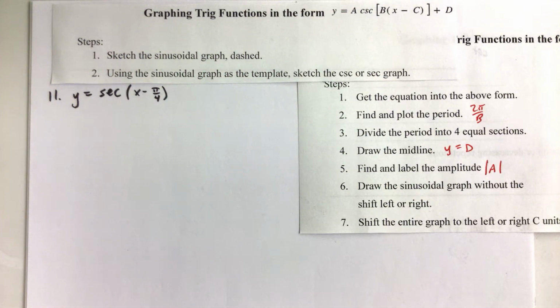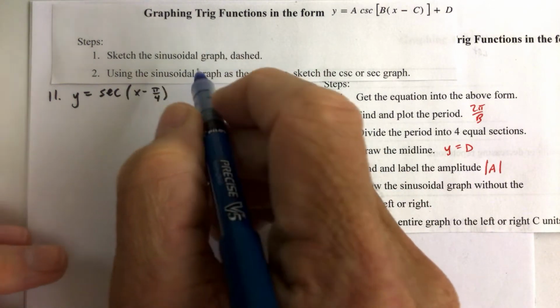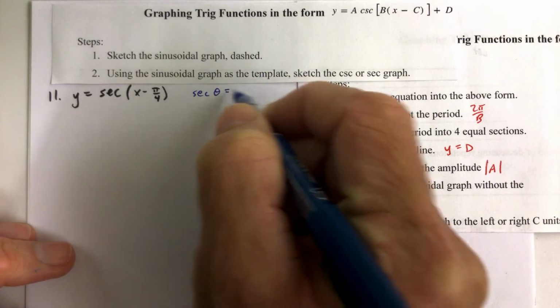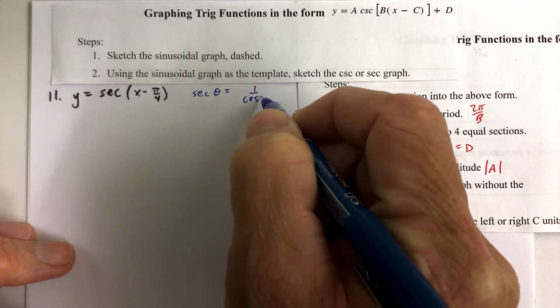So the last set of trig functions that we want to look at are the secant and cosecant functions, and how do we graph those? Well, first thing we want to make sure we understand is that secant and cosecant are the reciprocals of the cosine and sine. So the secant is 1 over the cosine. So we say secant of theta is 1 over cosine of theta.